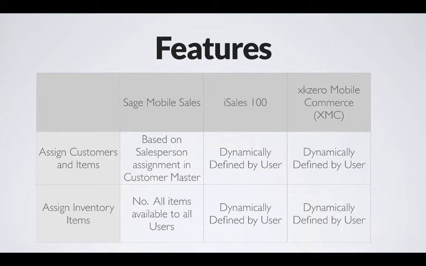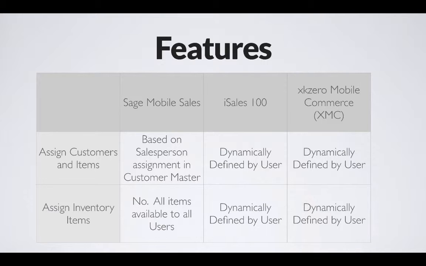So assignment of customers and inventory items. So with Sage Mobile Sales, you can assign customers based on the salesperson, the primary salesperson in the customer master file. So you can restrict a mobile user based on the salesperson assignment in the customer master file.